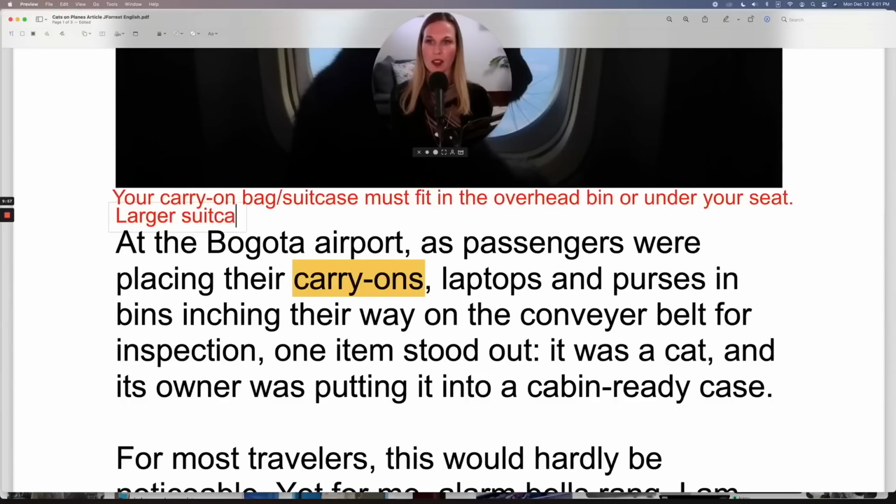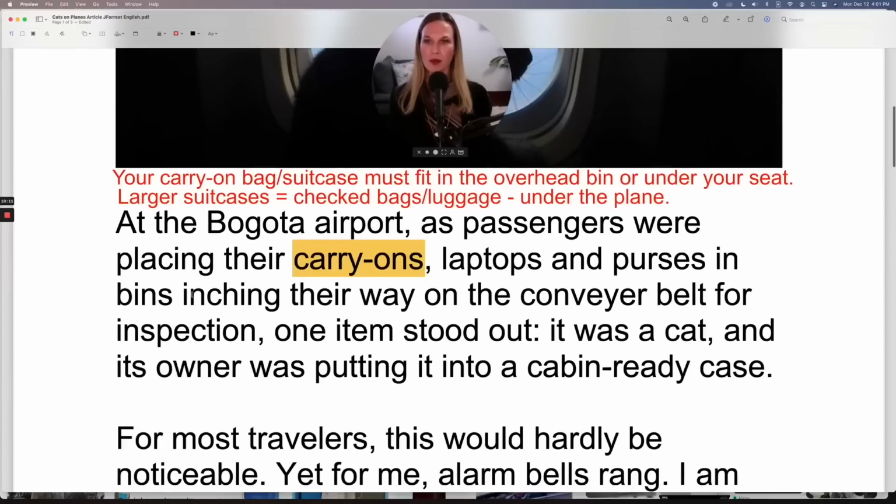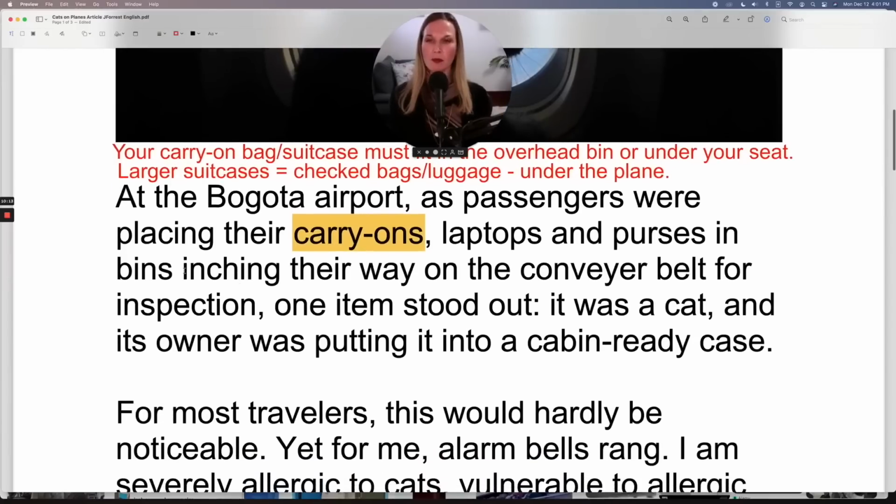Larger suitcases are called checked bags or luggage, and they go under the plane. So they do not go on the plane with you, they go under the plane. All right. Now let's move on and look at this.